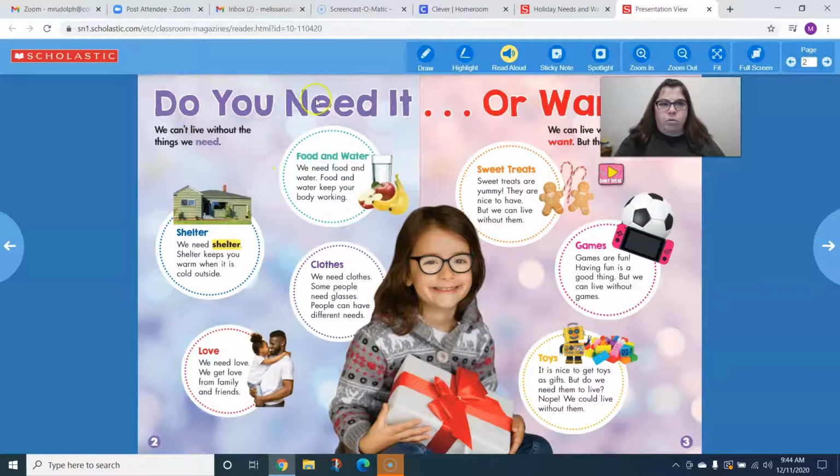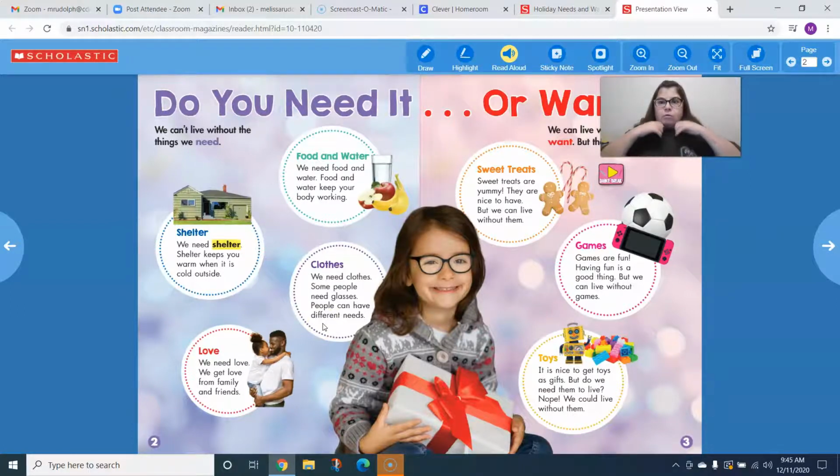It says, do you need it? We can't live without things we need, like food and water. We need food and water. Food and water keep your body working. We need shelter. Shelter keeps you warm when it is cold outside. We need clothes. Some people need glasses. People can have different needs.